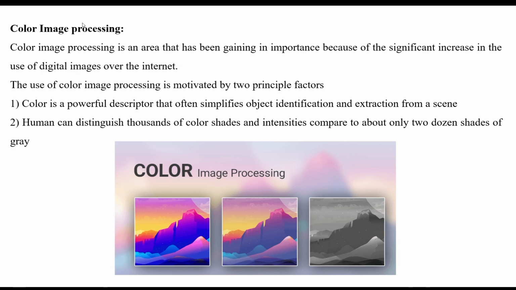Next, what is the second principle? Humans can distinguish thousands of color shades and intensities, compared to only about two dozen shades of gray. Based on the human and for the colorful descriptors, we use color image processing.